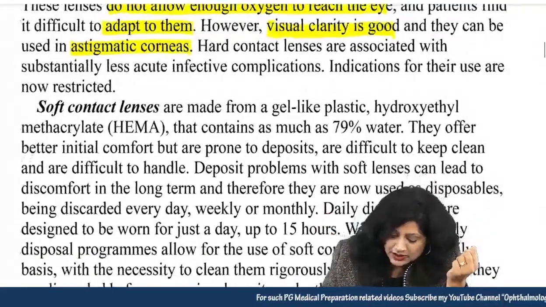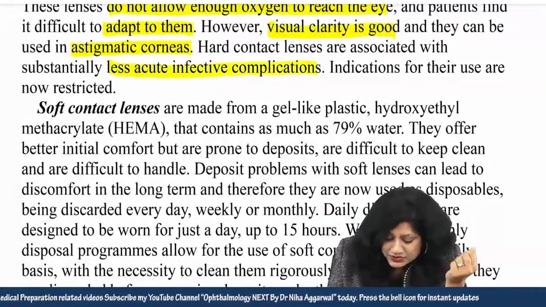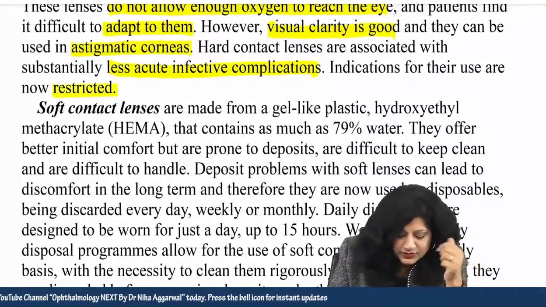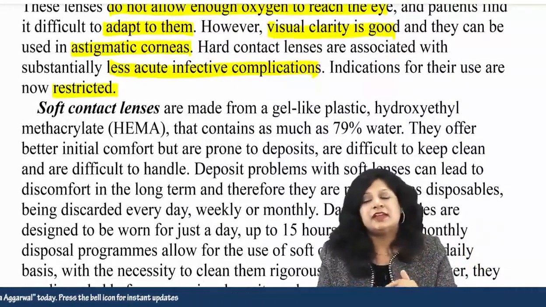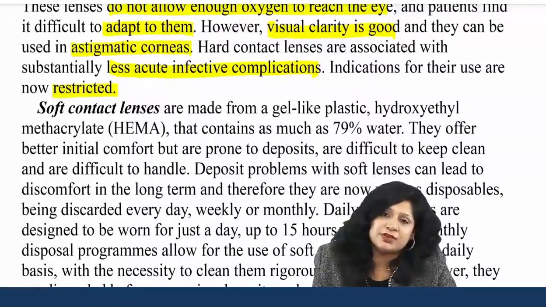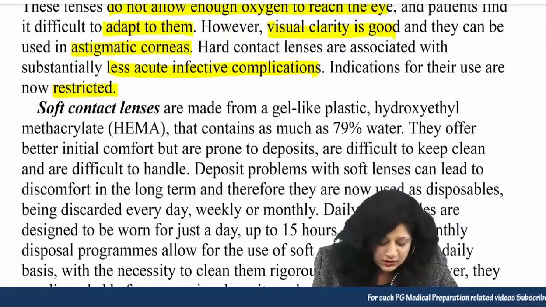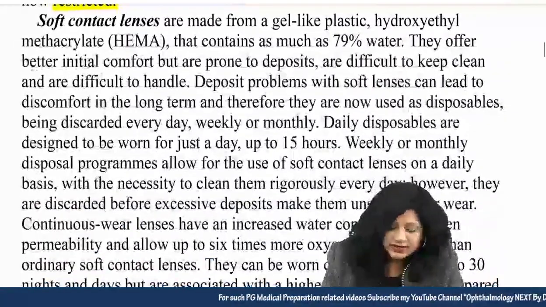They are also associated with less acute infective conditions. Indications are now restricted. Because of the low moisture content, it is going opposite. Soft contact lenses had the maximum chances of infection. These have minimum chances of infection because of the low hydration content. Alright, now coming to the next one, that is your soft contact lenses.